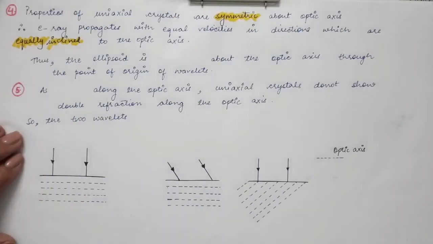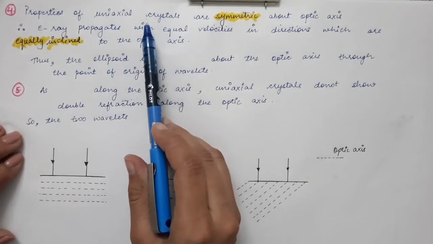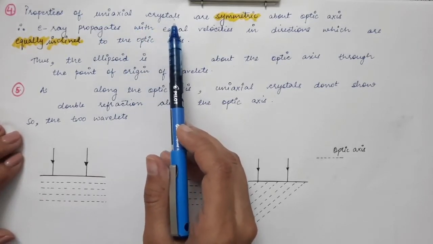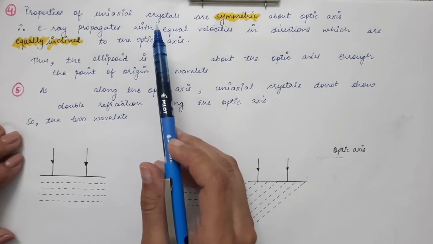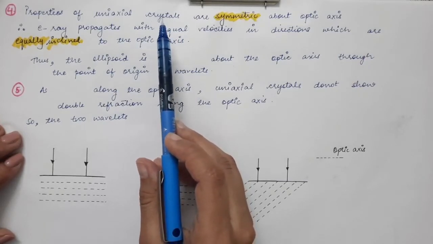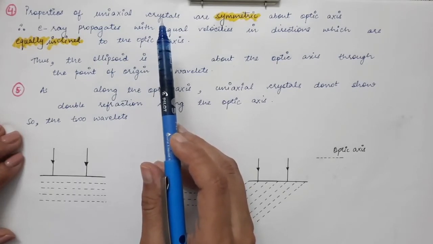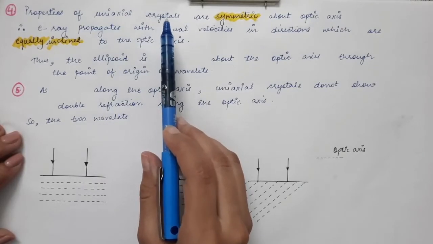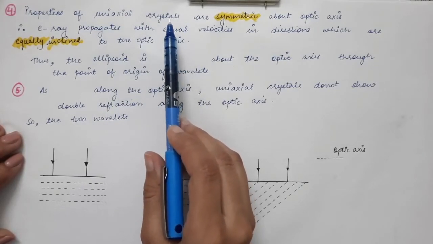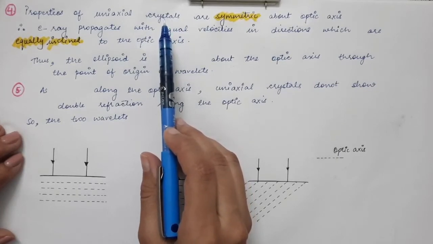Now the fourth point is the properties of uniaxial crystals. Now what are uniaxial crystals? Those crystals which have only a single optic axis. Now what is the optic axis? The optic axis is a direction. It is not a line, but a direction inside a crystal such that the E-ray and O-ray travel with the same velocity along this direction. So uniaxial crystals have only a single direction along which the E-ray and O-ray travel with the same speed.